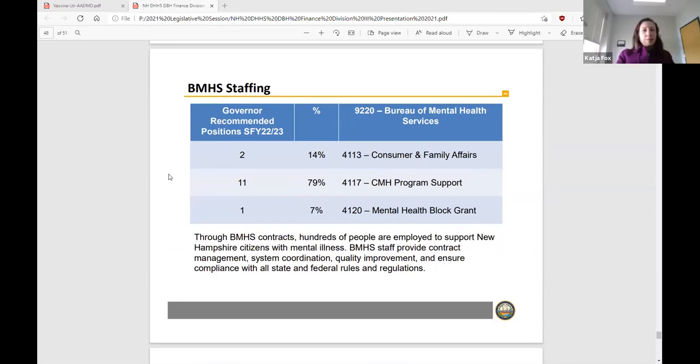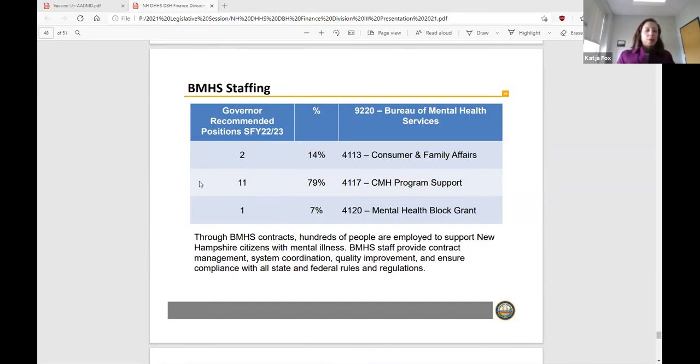And there's the staffing. How are you doing with vacancy rates? We'd like to know about those too. Yes, we currently, I believe, have 4 positions that are vacant right now.